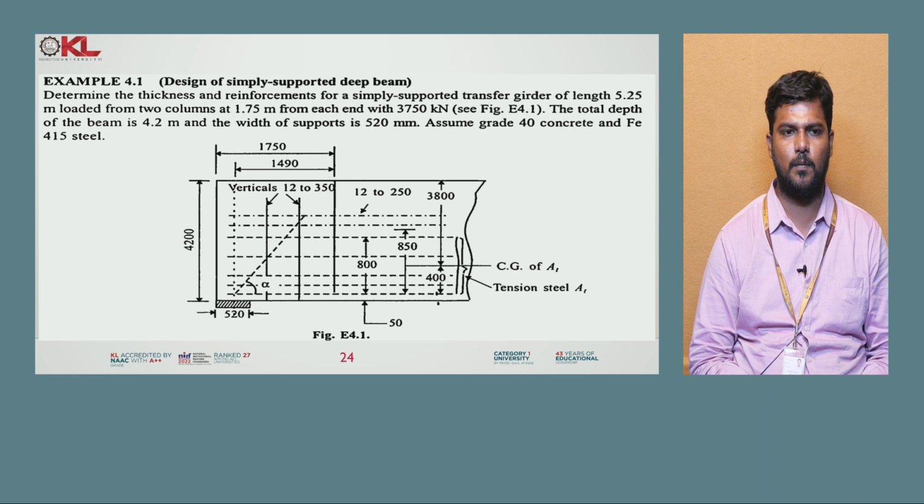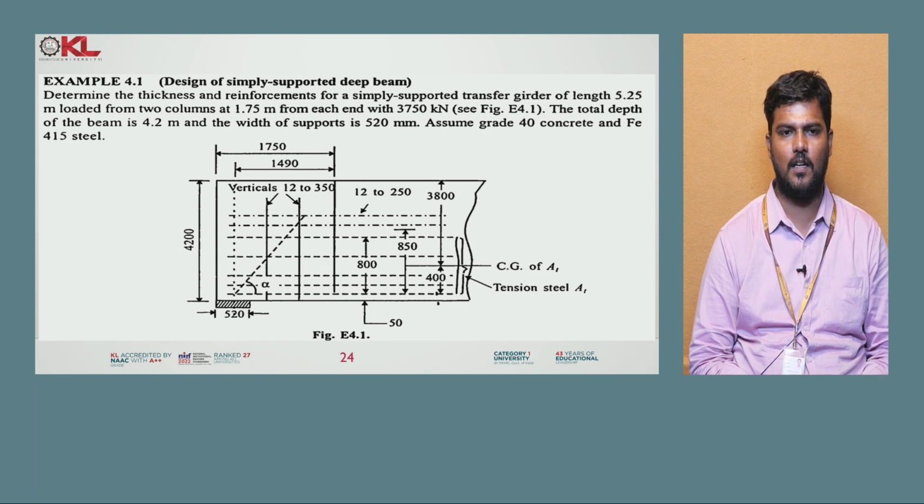So the total depth of the beam is taken as 4.2 meter and the width of the supports is taken as 520 mm. So assume the grade of concrete is 40 and the steel is Fe415. So automatically, as we are taking this grade of concrete, tau c max we should take it as 4 Newton per mm square, which we have seen in the last figure.